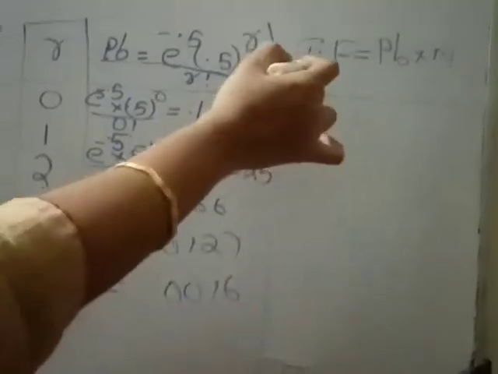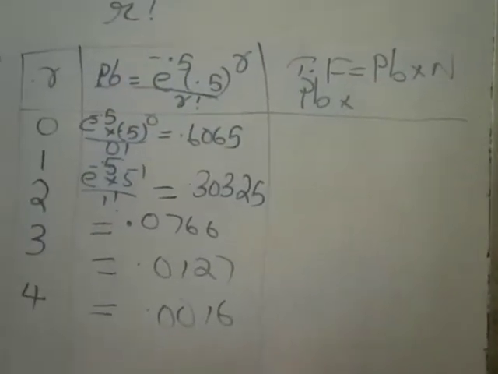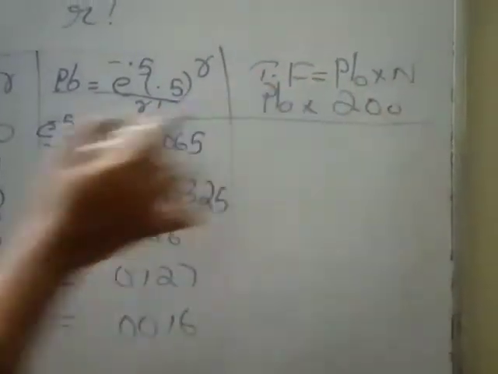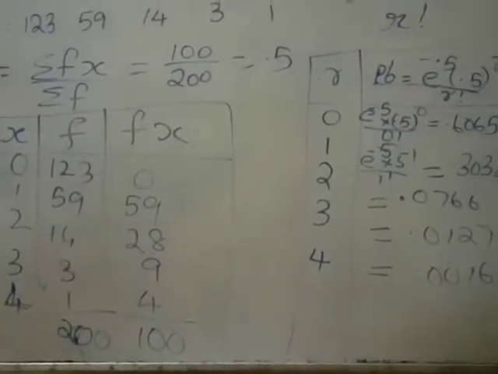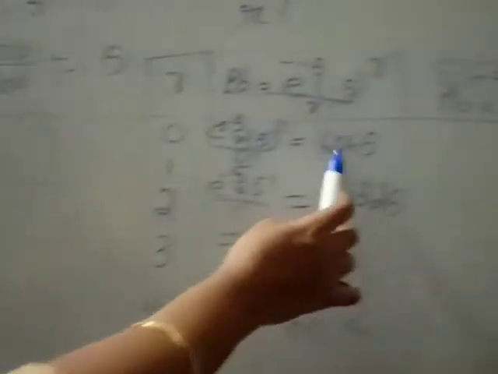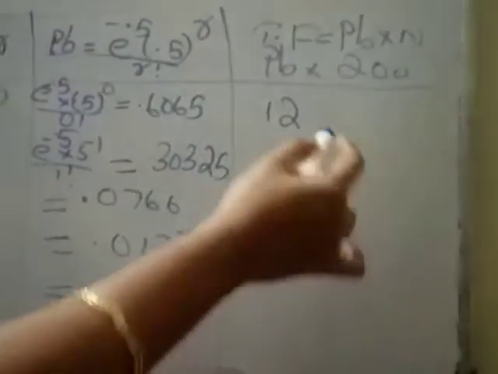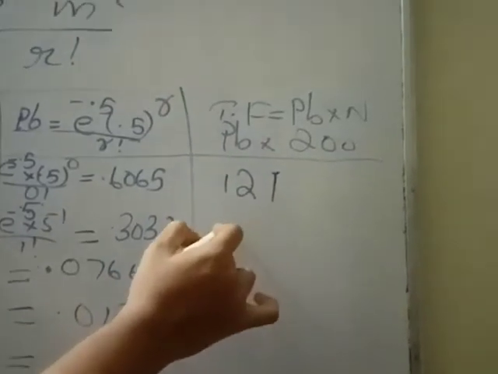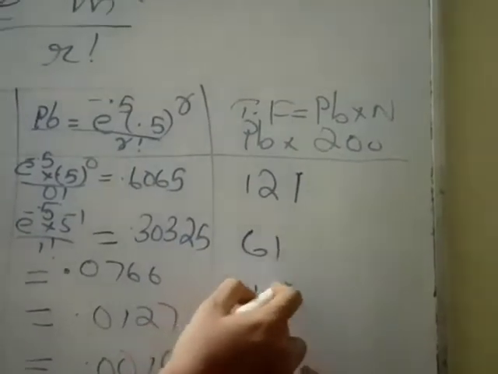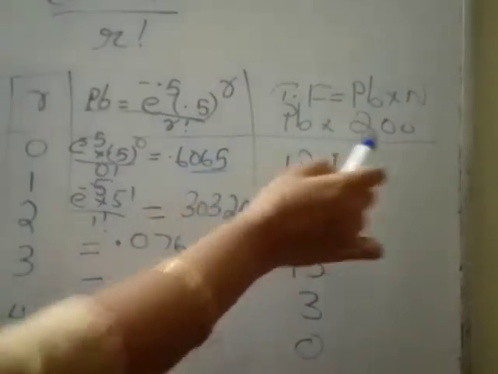Now we have to multiply this probability value into capital N. Capital N stands for the number of times, that means the total frequency. You multiply with the total frequency from the second column in this table. F total is your capital N, that is 200. So multiply this column with 200. You can round off the values because frequency means a count. The answers are 121, 61, 15, 3 and 0. So this is your fitting.